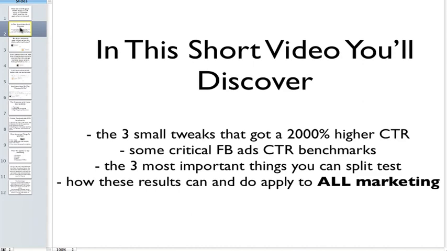Now, specifically in this short video, you're going to discover the 3 small tweaks that got a 2,000% higher click-through ratio, some critical Facebook ads CTR benchmarks, the 3 most important things you can split test with Facebook ads, and for those of you not interested in Facebook ads, how these results can and do apply to all marketing, okay? So you all should pay close attention to this.